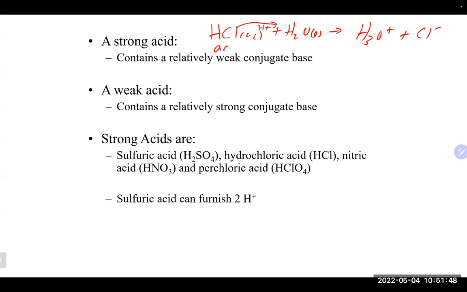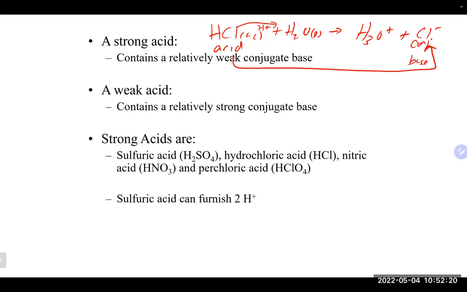So this would be our acid. The conjugate base here would be our Cl minus. And Cl minus would be considered a relatively weak conjugate base. And what it means really, and if you take 1B, you'll learn all about this, is the Cl minus won't continue to react with water. It's considered a neutral salt. It will pretty much keep the pH around 7, and it really won't affect anything.